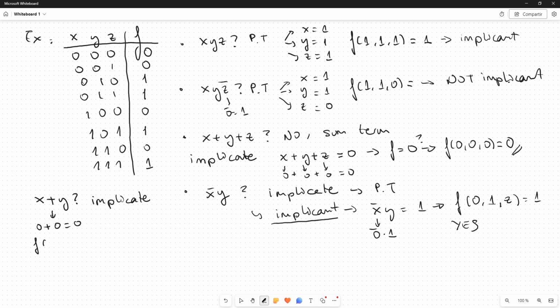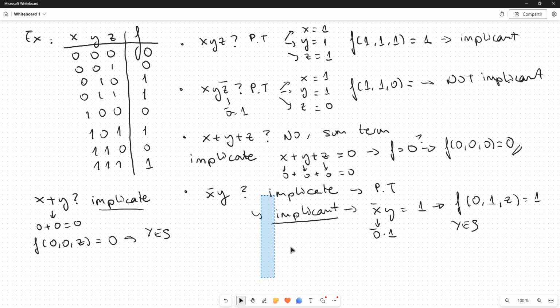So we are going to evaluate the function in this case. And again, we don't have a value for 0. So now we are in this case in which x is 0, 0, y is 0, 0. We are here. And as you can see, for these two combinations, f is 0. So yes, it is an implicate. So just have clear: implicants are product terms and 1s, implicates are sum terms and zeros.